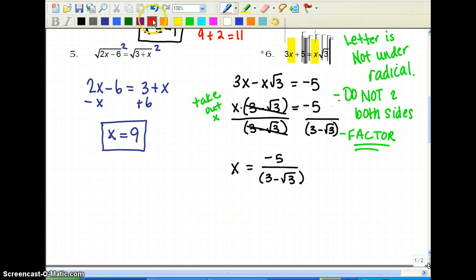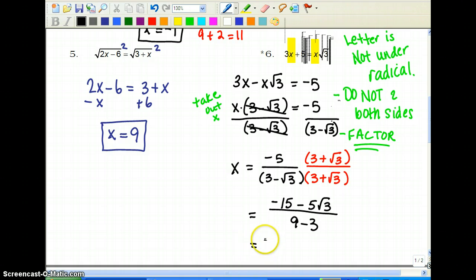And then I'm reminded that I can't have a radical in the denominator. This is a binomial, so I must multiply by the conjugate. So all the things we've learned earlier we have to remember. That creates no middle term on the bottom, so I'm going to get 9 minus 3. And on the top I'm going to distribute: negative 15 minus 5 root 3.